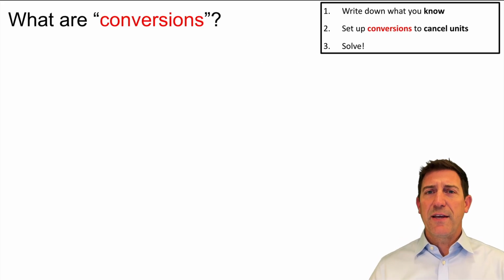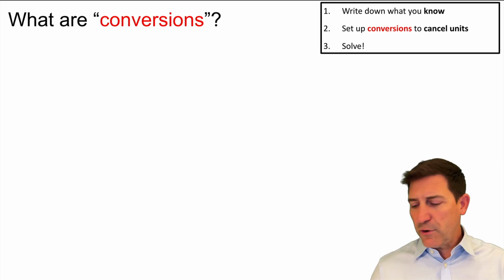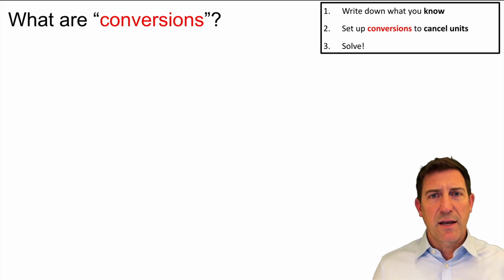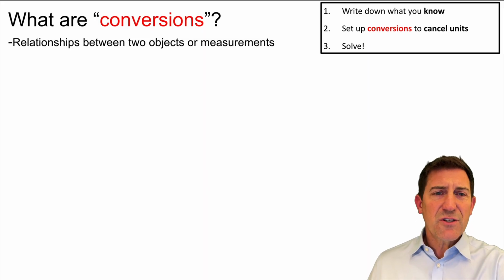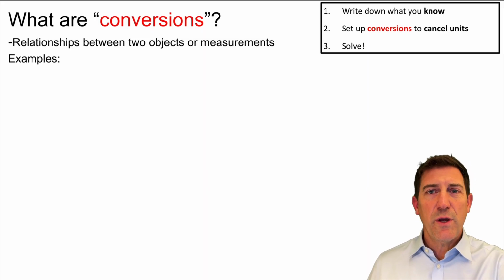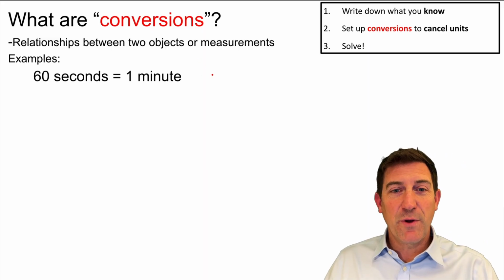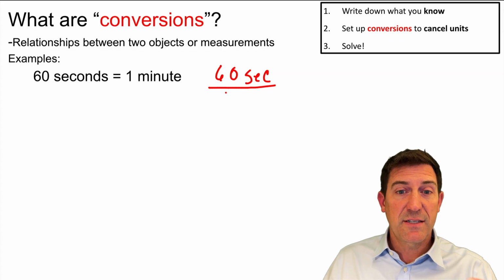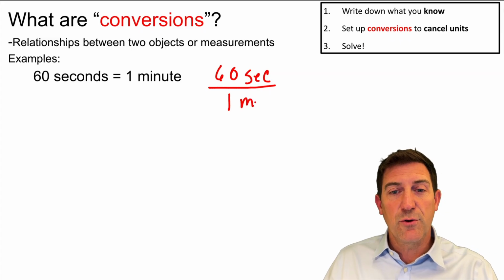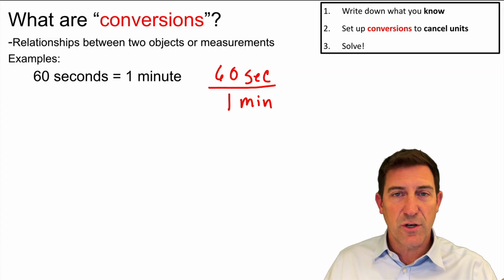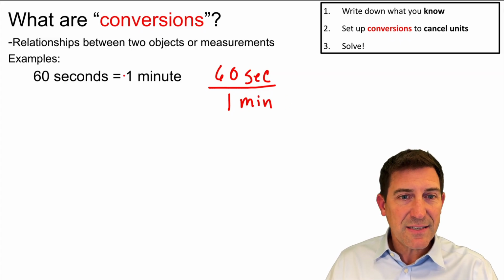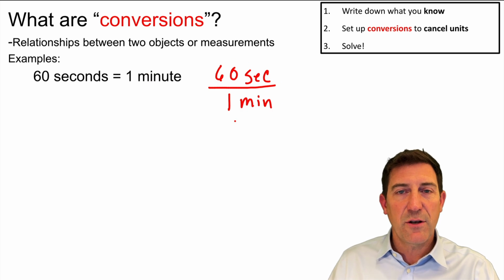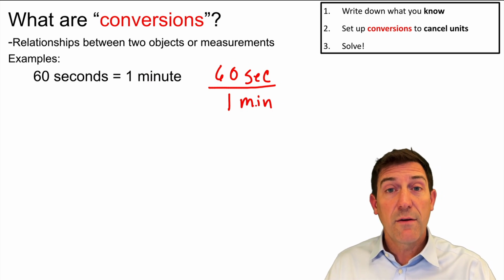Now, let me explain a couple things about my rules or my steps. The first one is, what are these conversions that I'm talking about over here? Conversions are anything where you have a relationship between 2 objects or measurements. There is definitely a relationship between 60 seconds and 1 minute. And there's lots of ways to write this, but the way we need to write it to have a conversion is 60 seconds is equivalent to or is equal to or has a relationship with 1 minute. So this is a conversion that we've turned into a different format that's going to be useful for dimensional analysis.